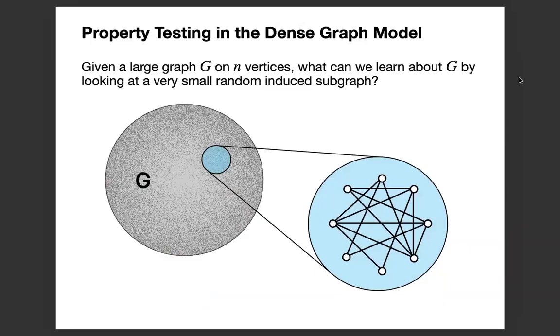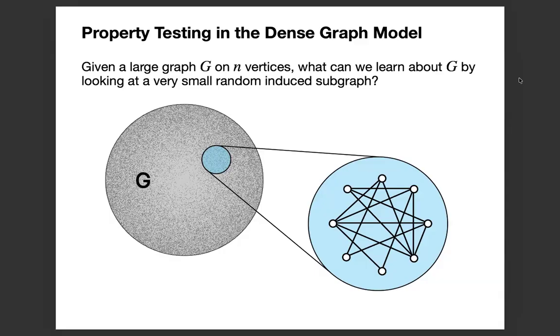Okay, so imagine we're in this setting where we have some large graph on n vertices. And the question is, what can we learn about this graph by just taking a very small random induced subgraph? In other words, can we infer some global properties about this graph by only looking at a very small local induced subgraph?